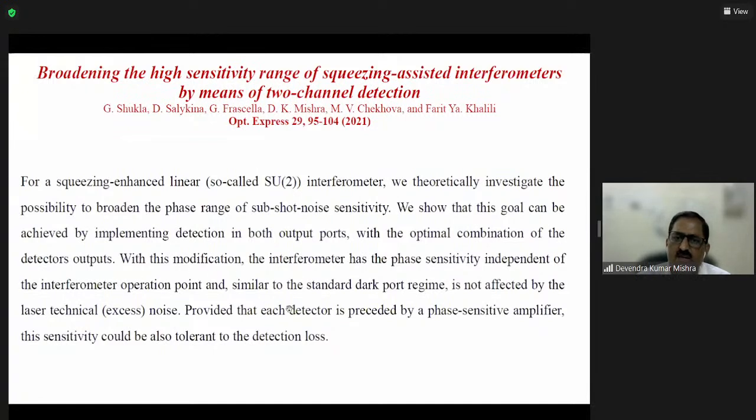With this modification, the interferometer has a phase sensitivity independent of the interferometer operation point and similar to the standard dark port regime, which is not affected by the laser technical noise, provided that each detector is preceded by a phase sensitive amplifier. This sensitivity could also be tolerant to the detection loss.